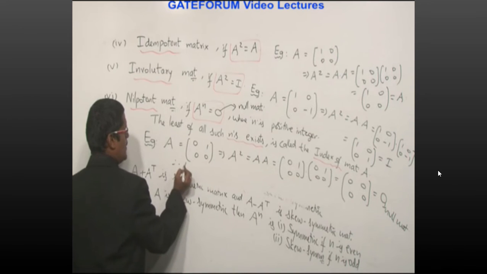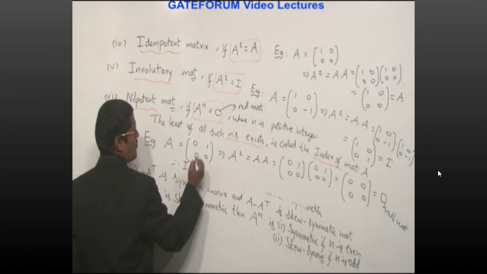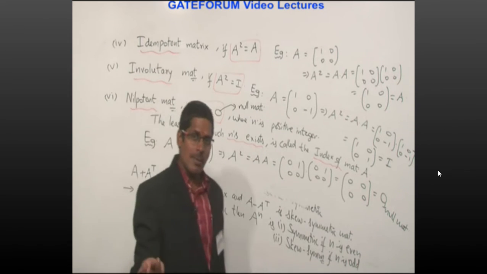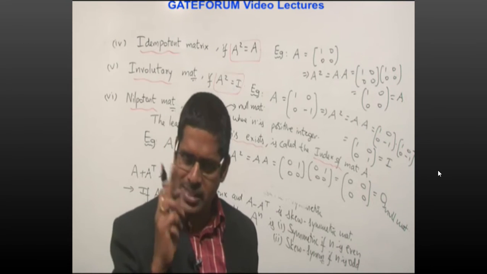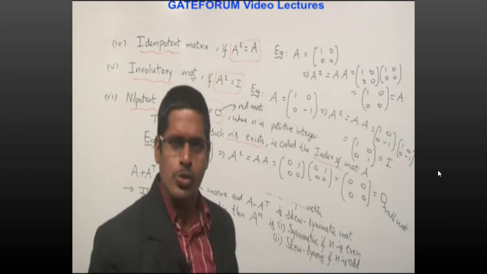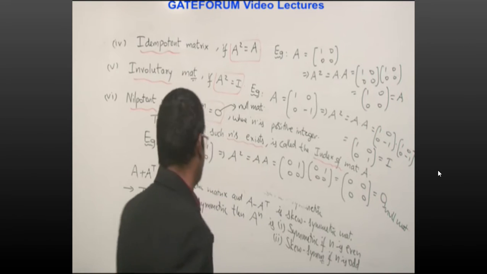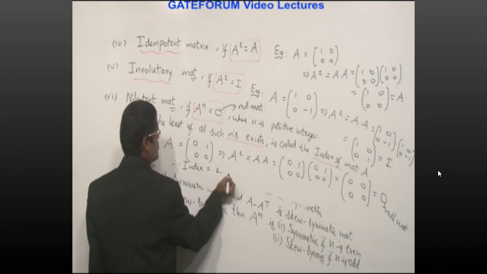So, therefore, index, the least of all powers. If A square is 0, automatically A cube is 0, A power 4 is 0, etc. So, the least of all such powers is, in this example, n is equal to 2. That 2 is called the index. Index is equal to 2.